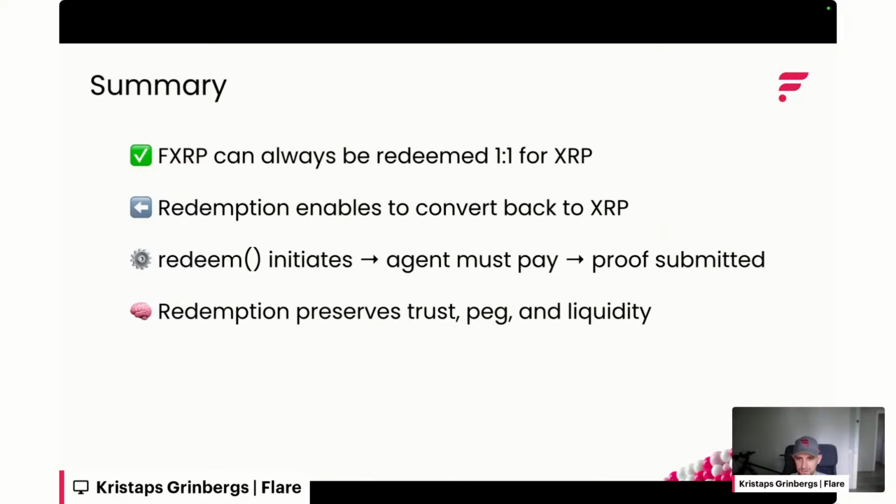So yeah, redemption enables you to convert back to XRP. Remember, most importantly, that is the function redeem on the asset manager. Then the agent must pay on the underlying chain, and once that is correct, the agent, executor, or you as a user can provide proof and finish the redemption. And yeah, redemption always preserves the trust in this asset. There is no depegging, and it's also a one-to-one asset as you had once you minted in the first place.